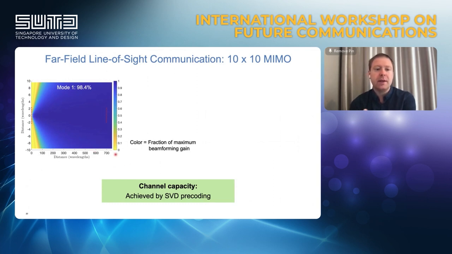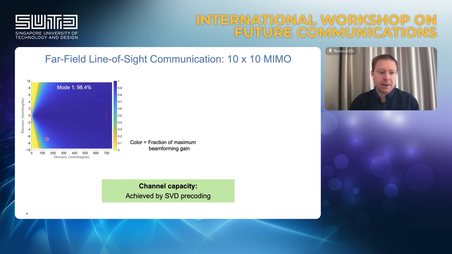And what you can do in this scenario, free space, far field, you can compute the distances and the amplitudes between every pair of antennas. So you get the amplitude and phase shift. You can create a channel matrix. And then you can apply what we do in MIMO communications. The capacity is achieved by something called SVD precoding, or singular value decomposition. And if you compute that singular value decomposition, you will see that almost all of the energy appears in one eigenvalue, one eigenmode. And that's what we talk about, modes.